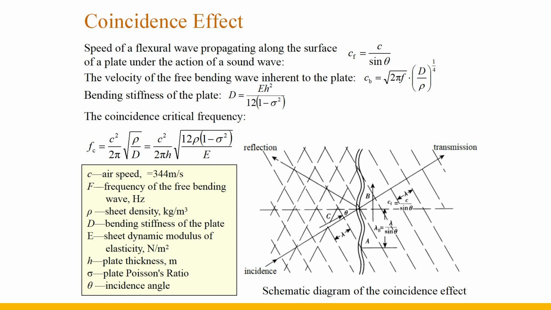The coincidence critical frequency is the lowest frequency at which the coincidence effect occurs, which occurs at grazing incidence, or when the angle of incidence is equal to 90 degrees. Under normal incidence, the plate will not have bending vibration, only longitudinal vibration in the same direction as the sound wave propagation. Upon diffuse incidence, a coincidence valley is formed at Fc.